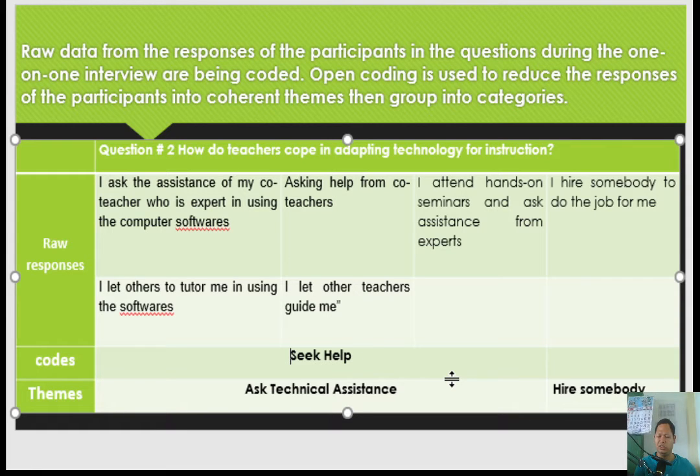Did you see the analogy on how to make the codes and themes? That is how you organize your thoughts. You try to make a general idea of the responses of the participants. Later I will present how to discuss these themes.